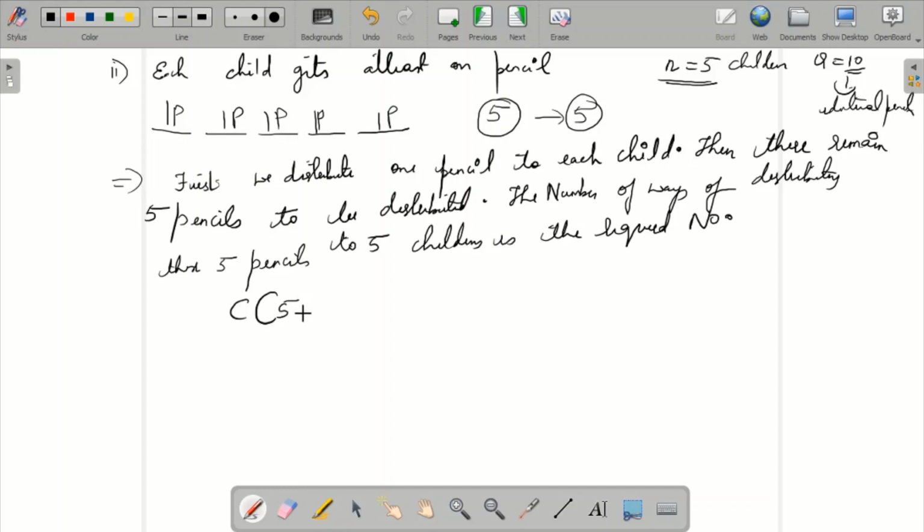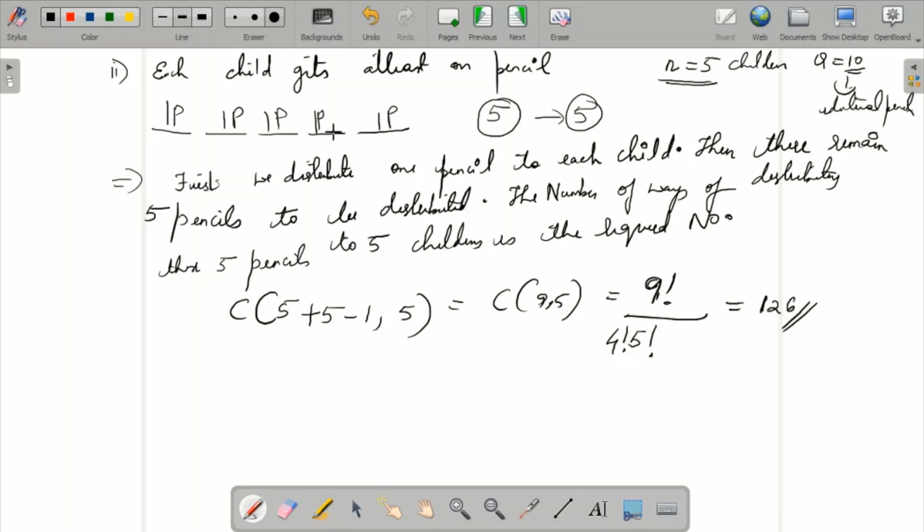That is n is equal to 5, that is 5 children, and remaining pencils is 5, so 5 plus 5 minus 1 comma 5. This would give you the combination of 9 comma 5, which is 9 factorial divided by 9 minus 5, that is 4 factorial, into 5 factorial. So this would result in 126 ways.